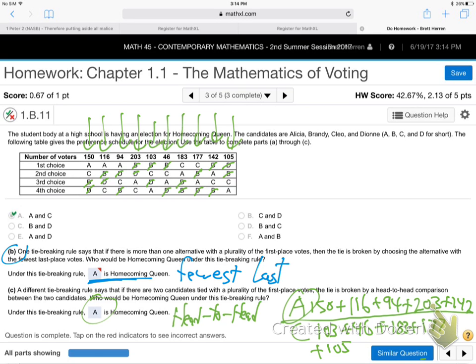So those are just two tiebreaker rules. I'm not going to ask you tiebreaker rules. But it's still a valuable exercise in learning how to do head-to-head things and think about last and first, because those will be in other techniques.